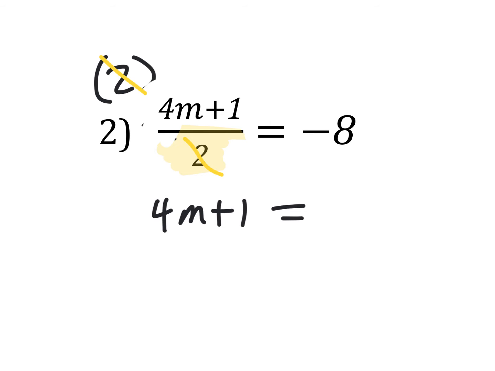I multiplied one side by 2, so I've got to multiply the other side by 2. Negative 8 times 2 is negative 16. Now you can deal with the 1 and you can deal with the 4. But when you see something just like this tomorrow, when it's stuck on top of that denominator, you got to get rid of that denominator first, okay? You can't do minus 1 on both sides because that's trapped above the 2.